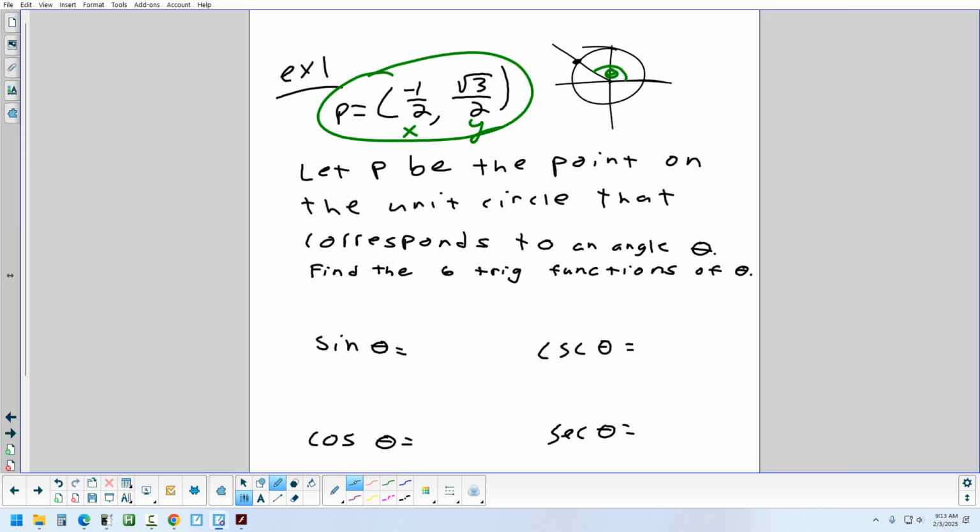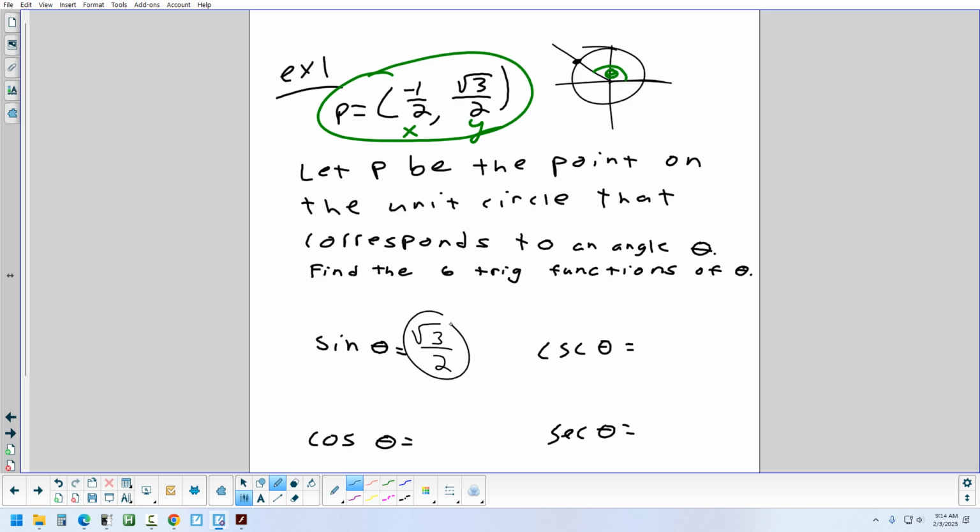All right, so let's start with the sine. What is the formula for sine? It's y. Yep, and what's the y value in this case? Yep, exactly. These answers are always exact. So you are not going to round that up. So that's the sine of this angle. The answer is square root 3 over 2.